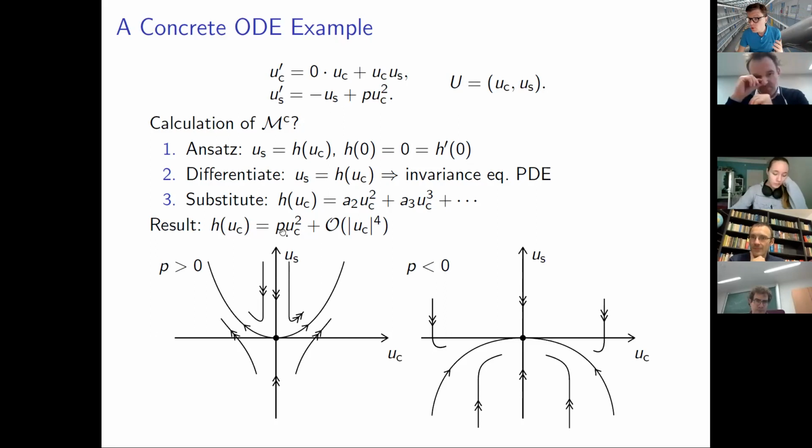And you see this manifold non-trivially depends upon the parameter P, because if P is positive, then the manifold looks like this. If P is negative, the manifold looks like this, and you can plug that manifold into the actual equation, into the center equation. So you plug in the expression for US here. And if you plug that in, you will find that on the center manifold, there is a cubic equation, and you can show that for P bigger than 0, the origin is actually unstable. And for P less than 0, the origin is actually stable.